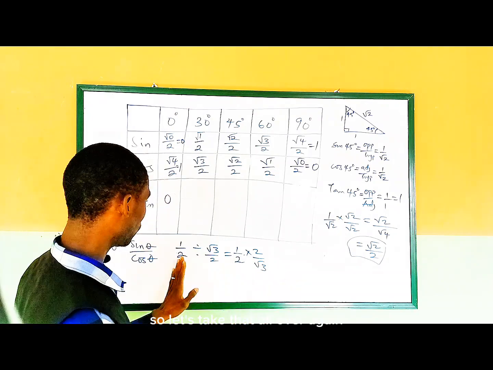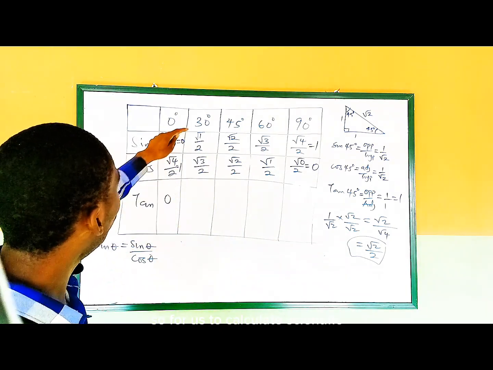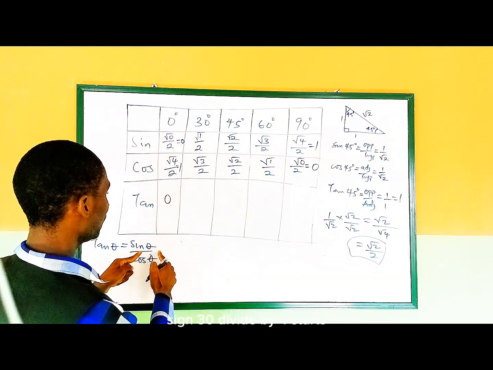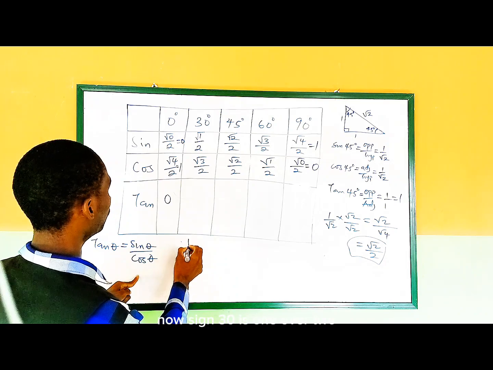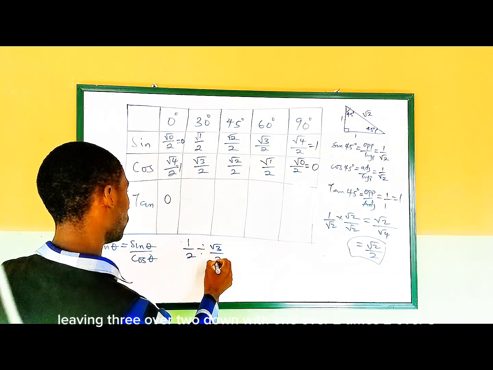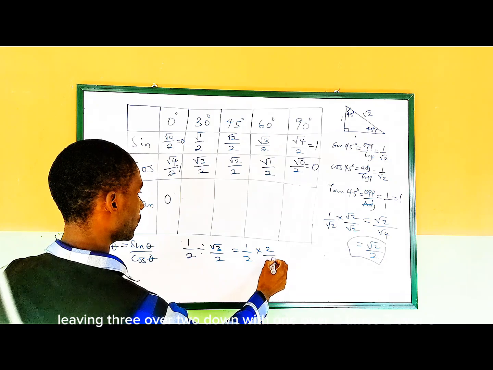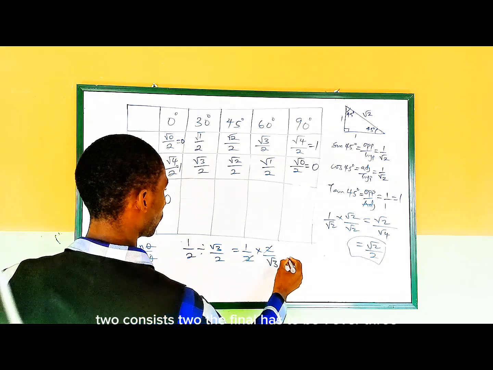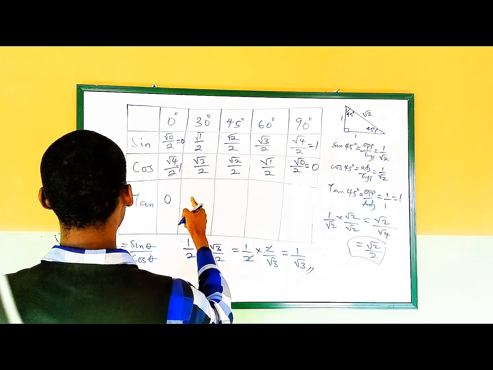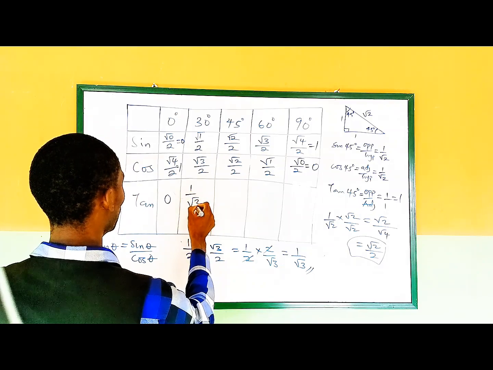So let's take that all over again. For us to calculate tan 30, we'll just say sin 30 divided by cos 30. And sin 30 is 1 over 2, divided by cos 30, which is root 3 over 2. That will be 1 over 2 times 2 over root 3. 2 cancels 2. The final answer will be 1 over root 3. So tan 30 is going to be 1 over root 3.